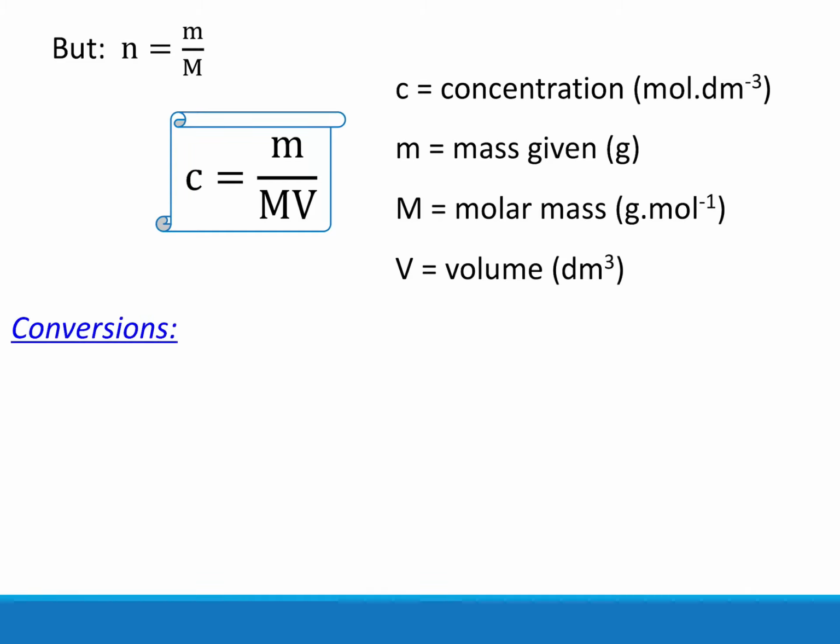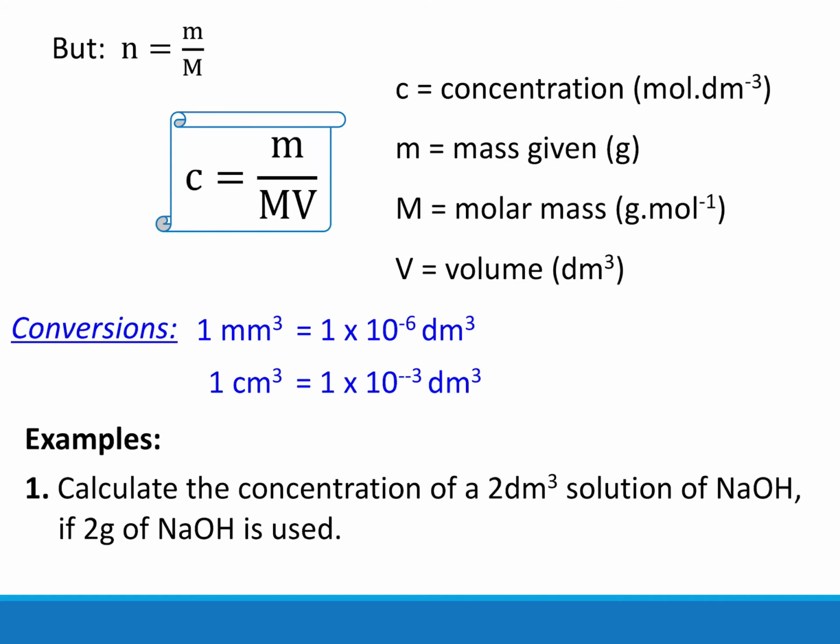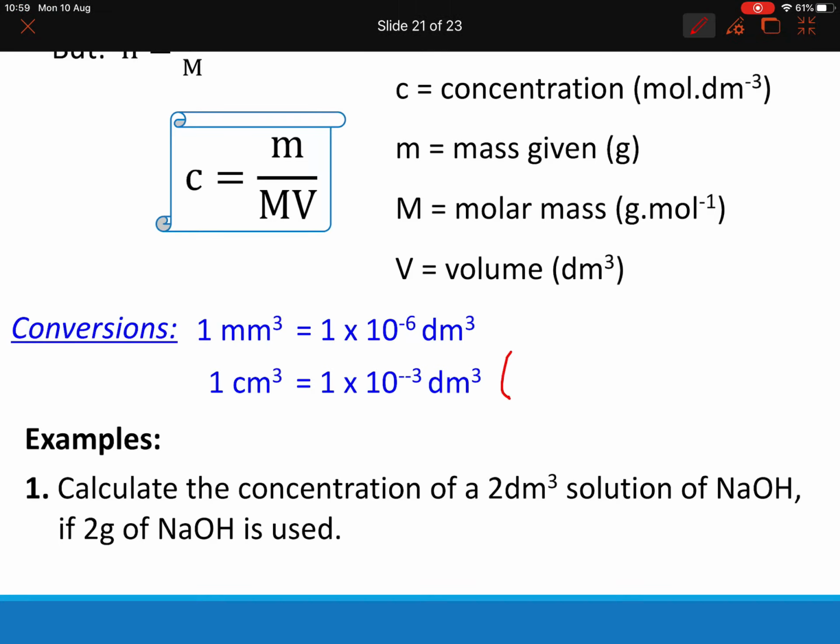Straightforward. Remember, 1 millimeter cubed is 1 times 10 to the minus 6 decimeters cubed. 1 centimeter cubed is 1 times 10 to the minus 3 decimeters cubed. So what you need to remember here is this means divide by 1,000. Remember, 1 milliliter is 1 centimeter cubed, and 1 decimeter cubed is 1 liter. That's how I remember it.